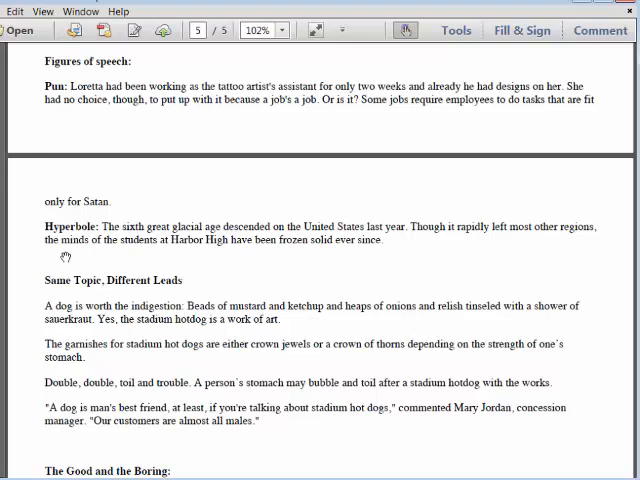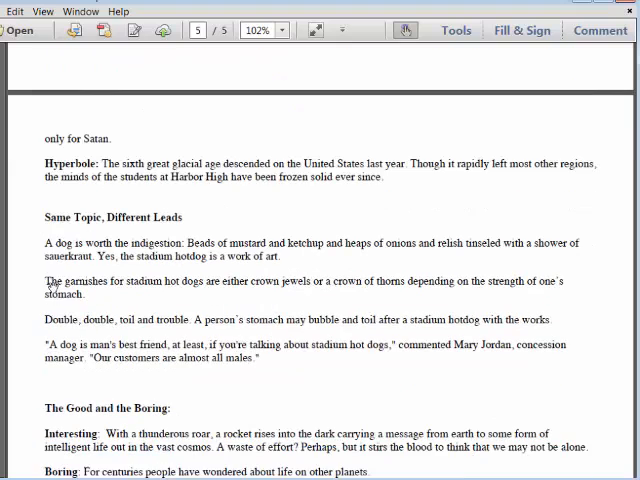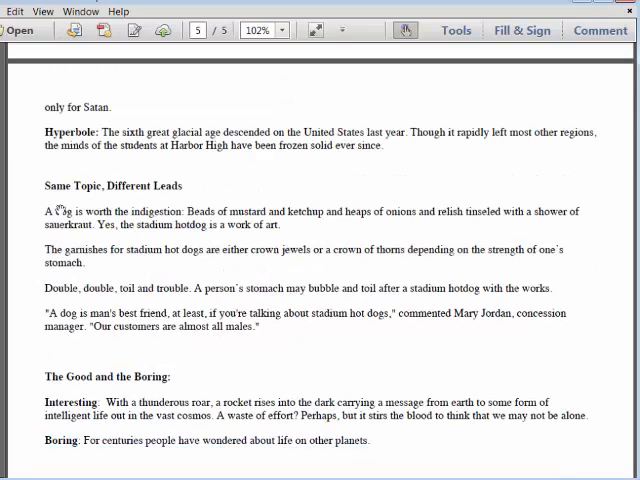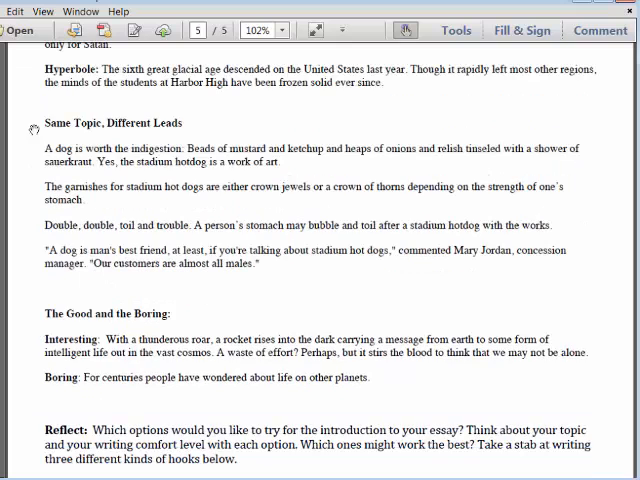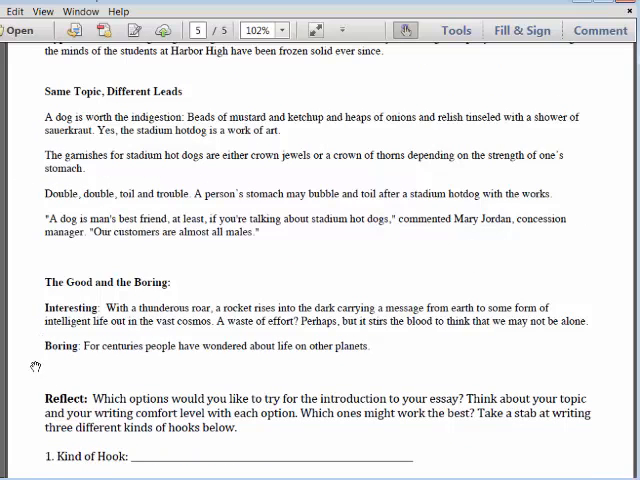Or then you have a hyperbole. The sixth great glacial age descended on the United States last year. Though it rapidly left most other regions, the minds of the students at Harbor High have been frozen solid ever since. I think that one's really clever, too. So then you have the same topic and then different lead options for that topic. I'll let you guys read through that one about the hot dogs. Those are clever. And then you have also an example of the good and the boring.